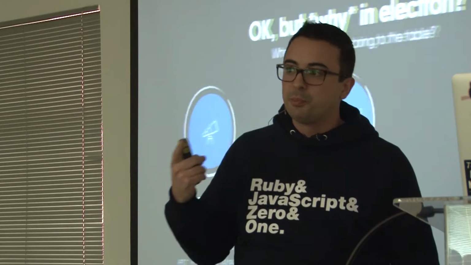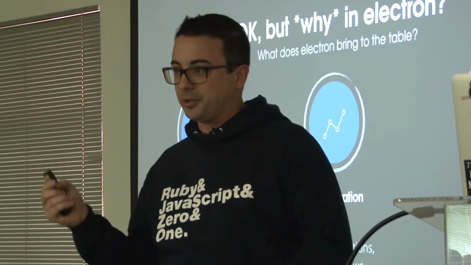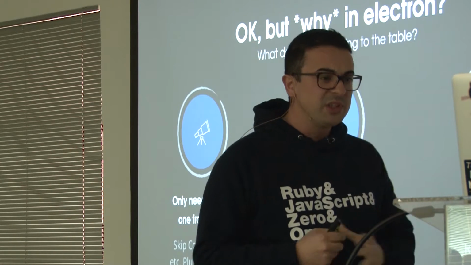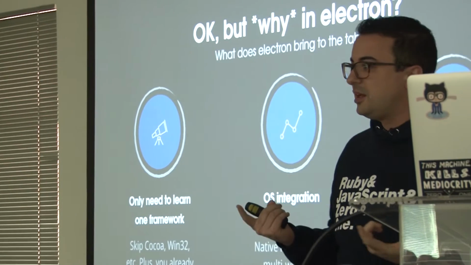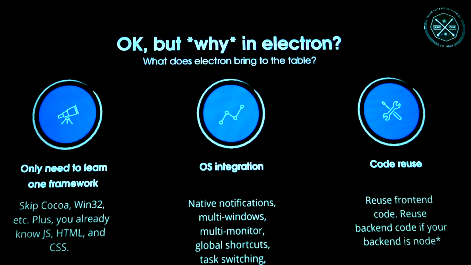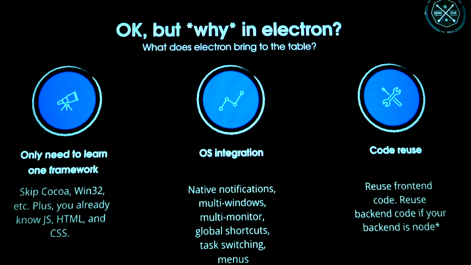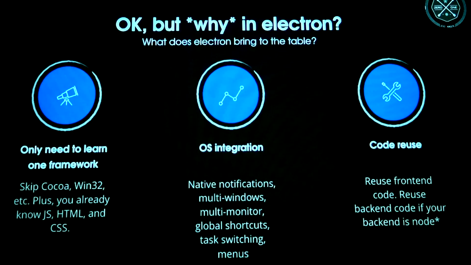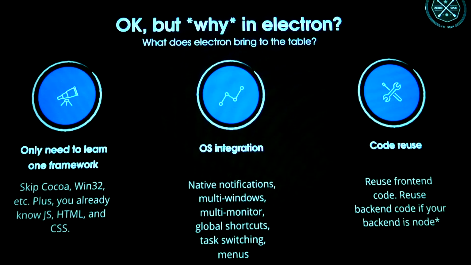But why would you want to build a desktop application in Electron? There are some reasons for that too. One of the things Electron gives you is that you only need to learn one framework. What I mean by that is you just need to learn Electron's API. It's relatively small. And then you can reuse all your JS, HTML, and CSS skills that you've been using for all these years. If you're on a Mac, you don't need to learn Cocoa. You don't need to learn the Windows APIs if you're on Windows, or whatever Linux is using these days for the desktop. You don't need to worry about any of that. Just use Electron, write it once, and you can use it everywhere.